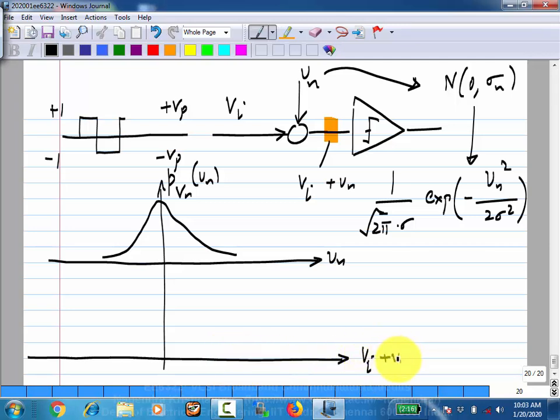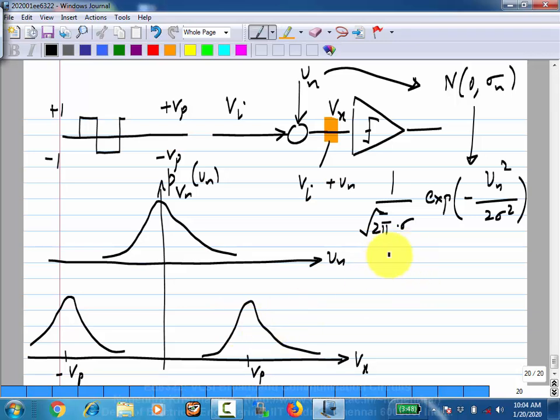Now Vi plus Vn, if I call this, let's say, Vx, then when Vi is plus Vp, the mean of the distribution shifts to Vp. Okay. When Vi is minus Vp, the mean of the distribution shifts to minus Vp.